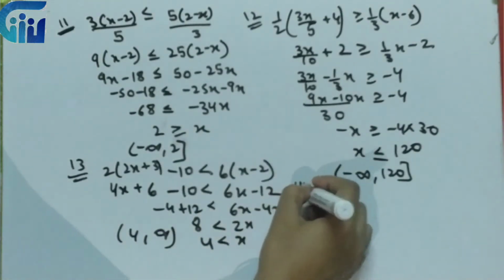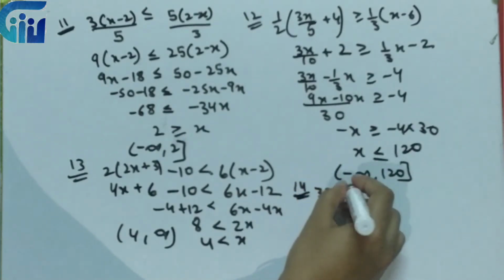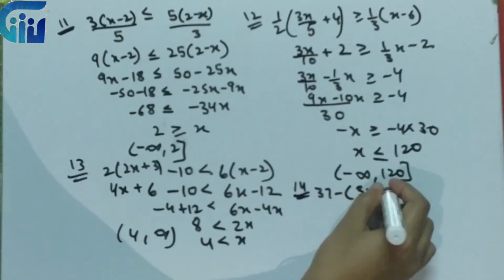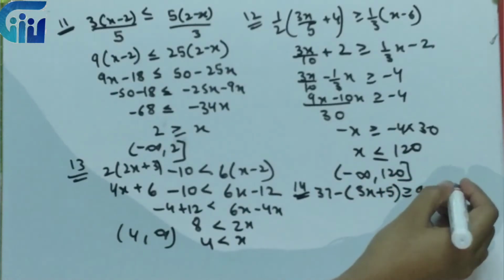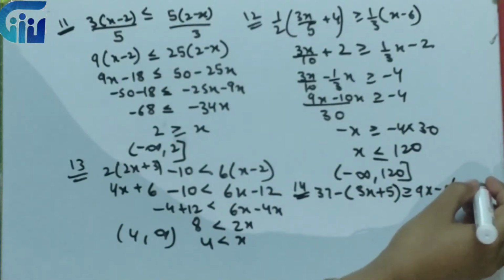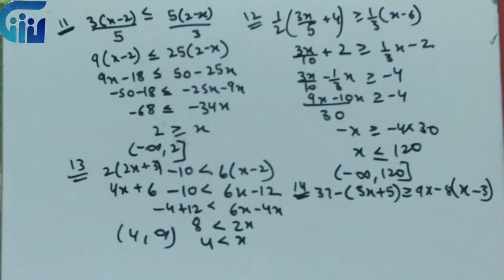Moving on to question 14. So it is 37 minus 3x plus 5, till the time I write. Everybody is supposed to try so that you know whether you have understood or not. If you have not, go again, rewind the video and see from the beginning.